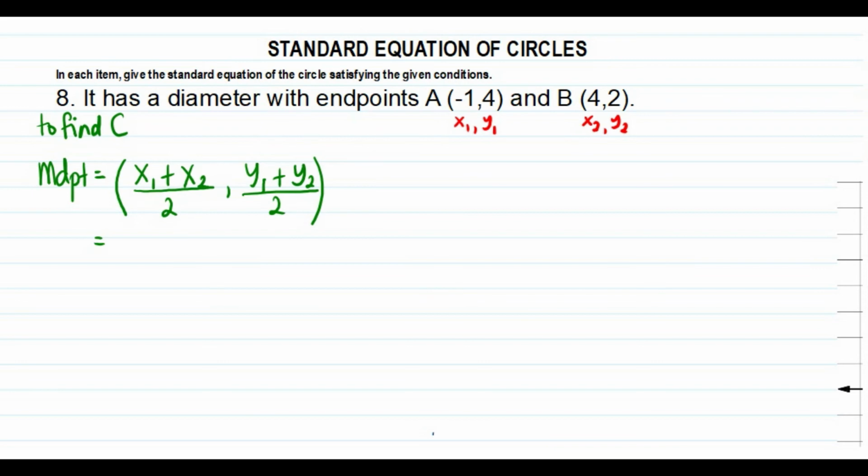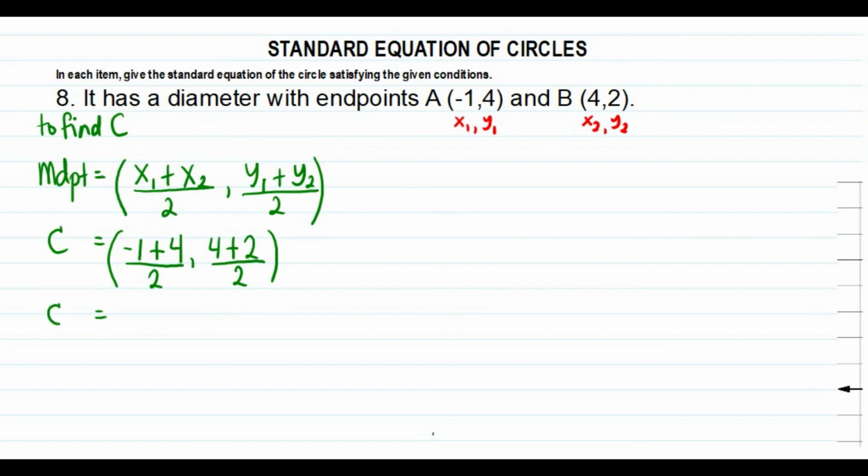Back to green. Now, our x sub 1 is negative 1 plus x sub 2 is 4. Then, y sub 1 is 4 plus y sub 2 is 2, divided by 2. Magkakaroon kasi tayo ng coordinate. And the midpoint will serve as the center. Yun yung magsuserve na center.